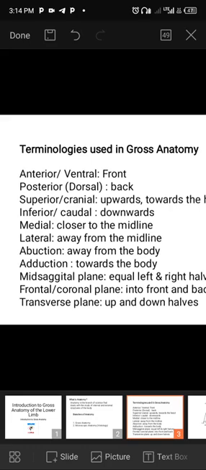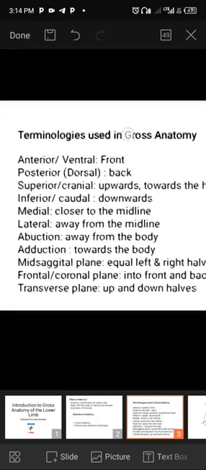The next is posterior. When you say posterior, you are talking about dorsal, the back. When someone is standing in front of you in such a way that you can see the person's buttocks, what you are seeing is the posterior view. In such a way you can see the person's back, that is the posterior view.